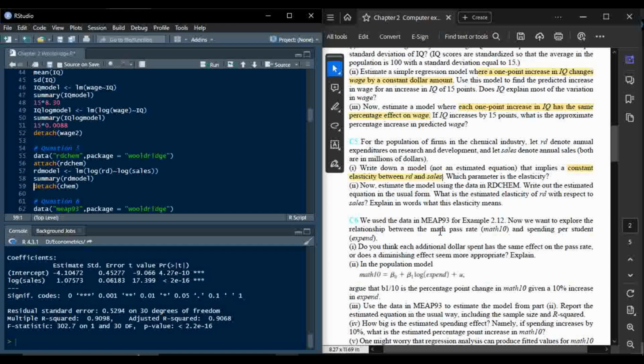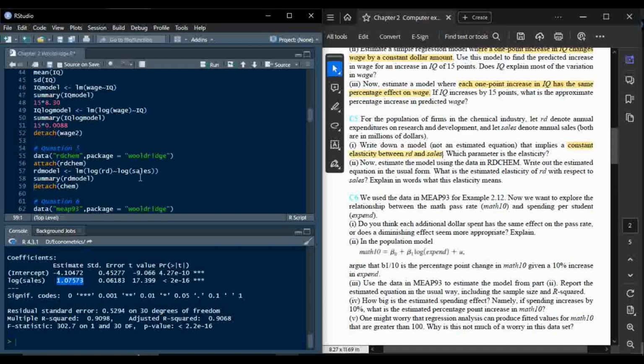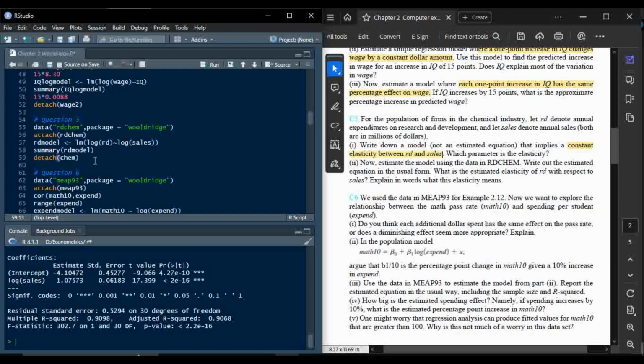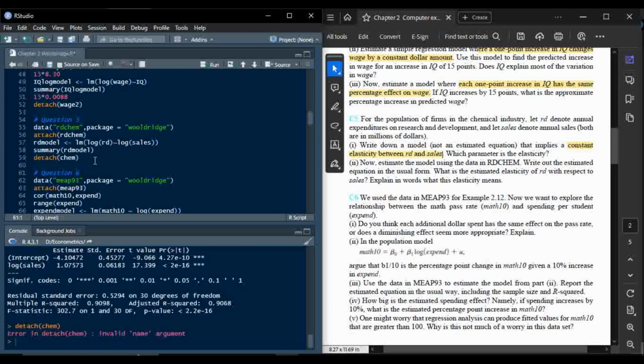Now, what is the estimated elasticity? The estimated elasticity of RD with respect to sales is 1.076, which is just above 1. So it means that a 1% increase in sales is estimated to increase RD by about 1.07%. Okay, so we are done with this question. Let's detach the data set.